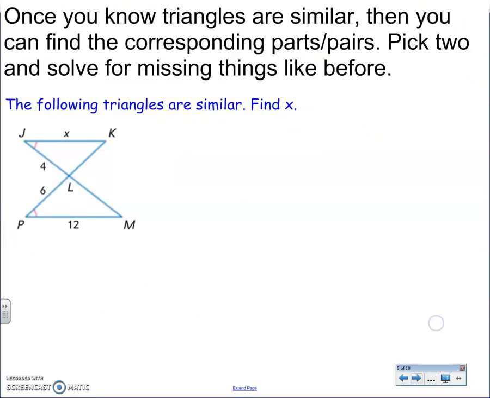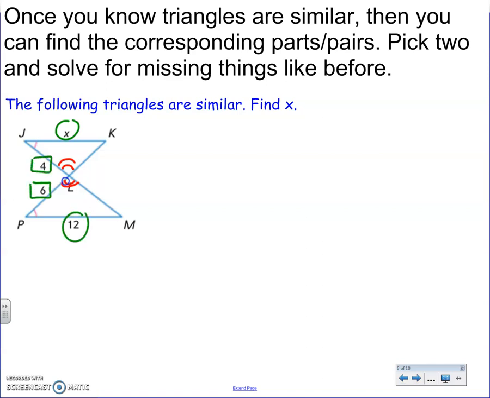All right, what else we got? All right, once your triangles are similar, then you can find the corresponding parts or pairs. Then you pick 2 and solve for missing things like before. So the following triangles are similar. Find X. So if we look at the angles, this is technically an angle similarity, but they're similar. X obviously goes with this 12, and then the 6 goes with 4.